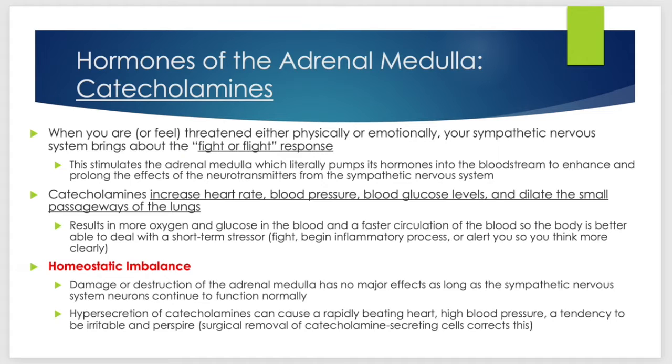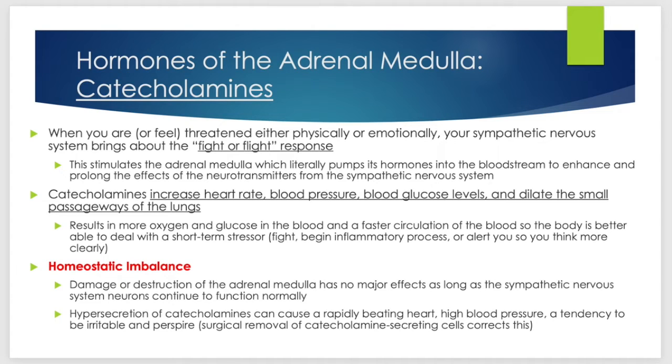What these catecholamines are going to do is increase your heart rate, increase blood pressure and blood glucose. It's going to dilate the airways of your lungs so you can get more oxygen into your system. The results, like I just said, would be more oxygen, your blood glucose would increase, and you would have faster circulation, so you're getting blood as well as glucose and oxygen to the rest of your body quicker.